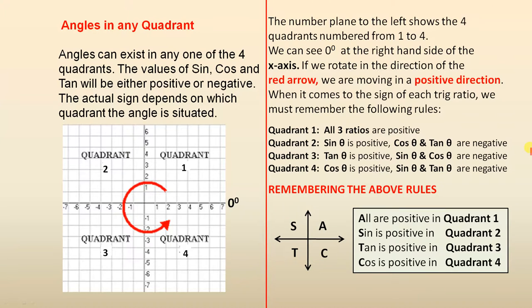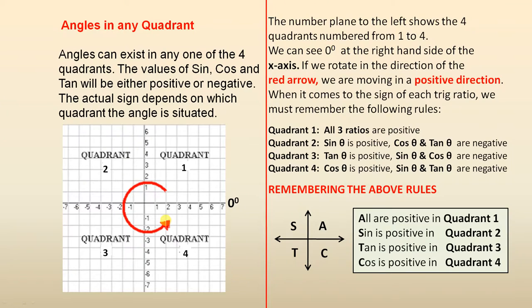Angles in any quadrant. Angles can exist in any one of the four quadrants. The values of sine, cos and tan will be either positive or negative. The actual sign depends on which quadrant the angle is situated. The number plane to the left shows the four quadrants numbered from 1 to 4. We can see 0 degrees at the right-hand side of the x-axis. If we rotate in the direction of the red arrow, around here, we are moving in a positive direction.